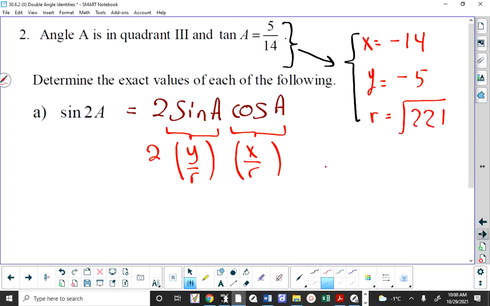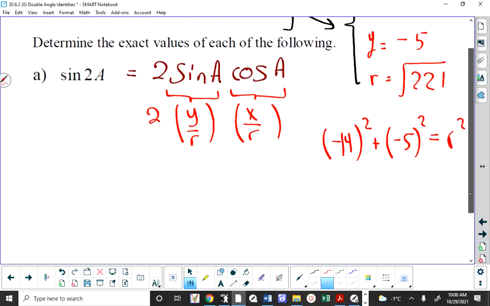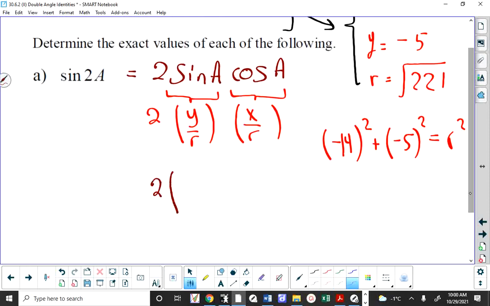All we're doing here is we're taking negative 14 squared plus quantity negative 5 squared equals r squared, and you get r squared equals 221. And that means, and here's why it really doesn't matter about the radical, we're going to have 2 times y, which is negative 5 over root 221, times x, which is negative 14 over root 221. And the root 221 times the root 221 is going to give you 221. The square root of a number times the square root of the same number will give you that number.